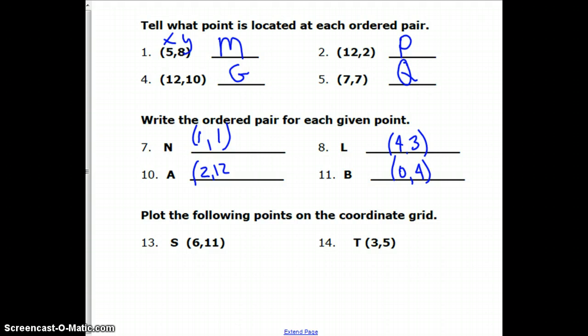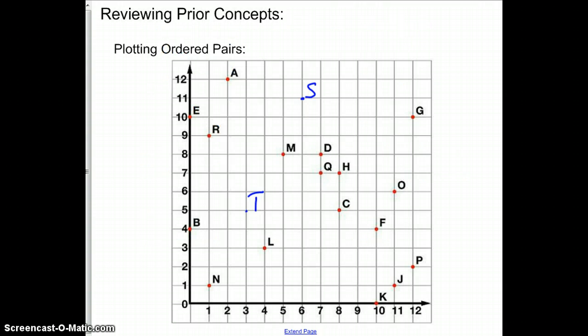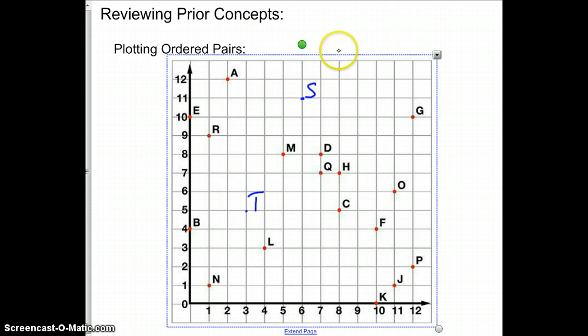Again, the ordered pair you just find by counting the numbers up and over to your letter. Last but not least, you'll need to be able to plot the following points on the coordinate grid. So if you look at your graph, letter S, you're plotting at 6 over and 11 up.